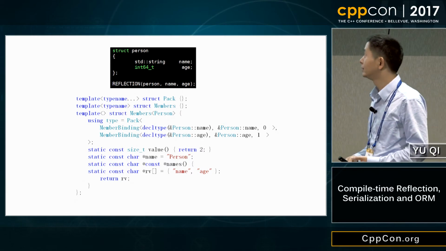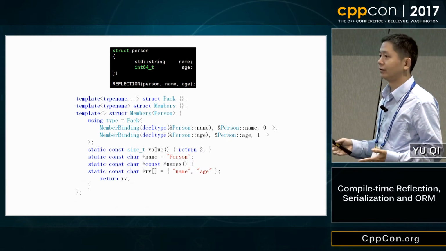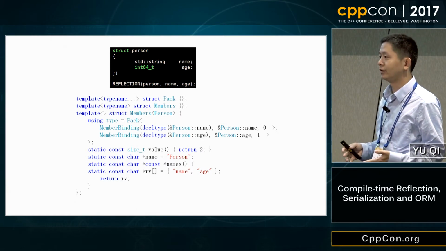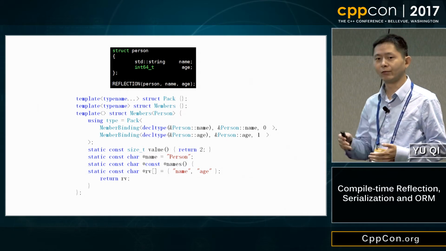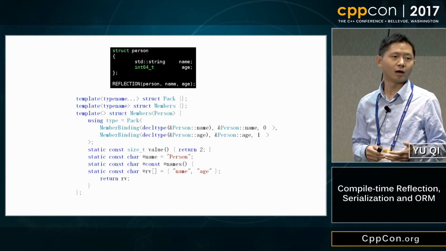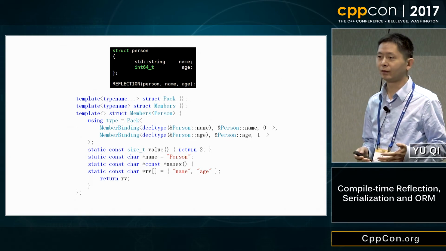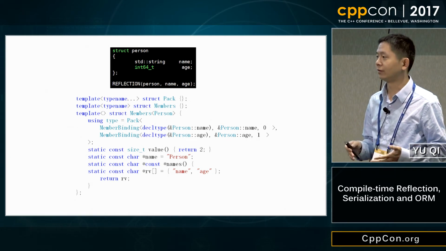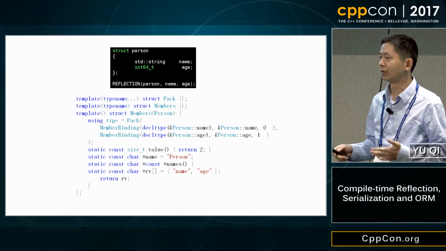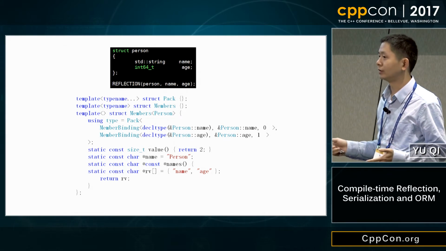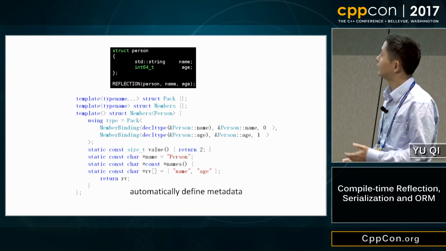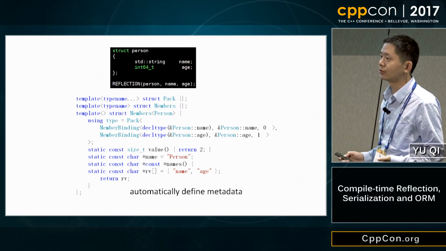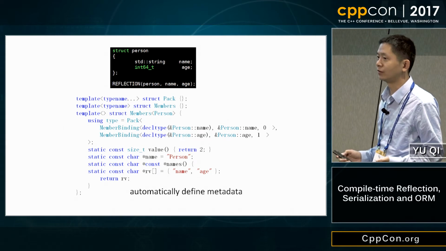Let's compare with the automatic definition of metadata. Before, we had to handwrite lots of code to define the metadata of an object. Now we can automatically generate the metadata. The code is much shorter and the usage is much simpler.